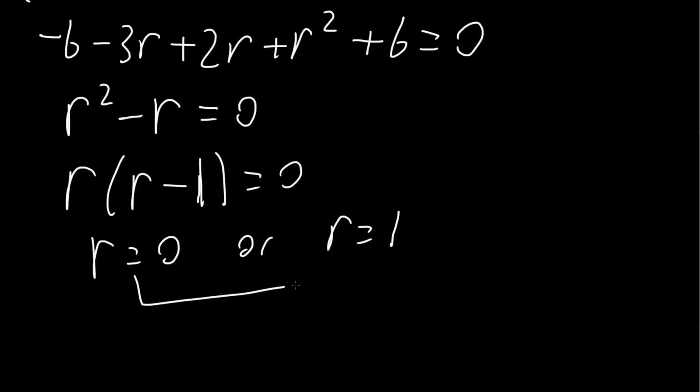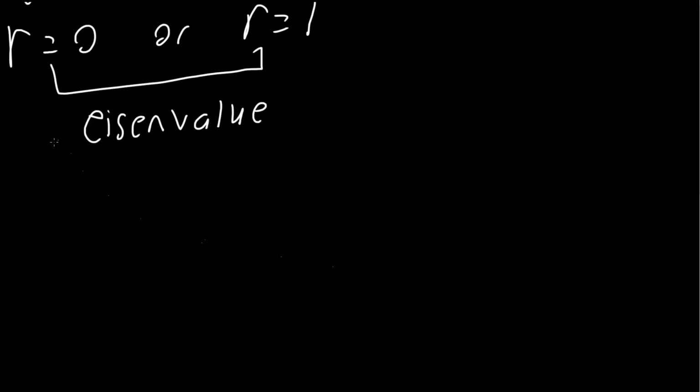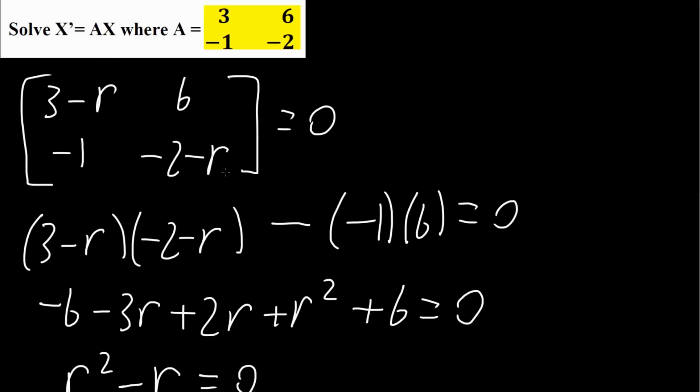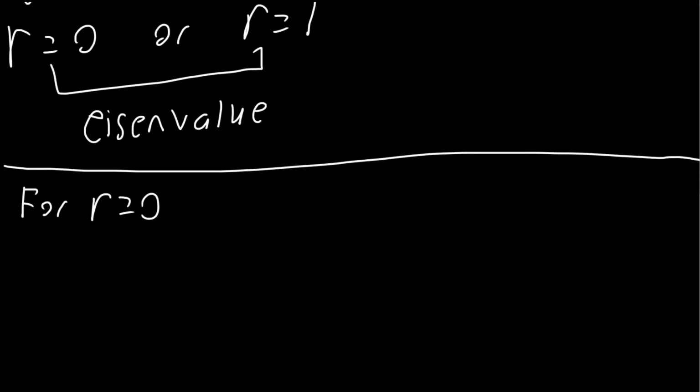And so these two values are our eigenvalues. And now we want to get the eigenvector. And so now we will get the eigenvectors for both r is equal to 0 and r is equal to 1. So first we will say for r is equal to 0. Essentially what we're going to do is plug 0 back in for r. And so it's going to be the same because 0 is not going to do anything. So 3, -1, 6, and then -2.